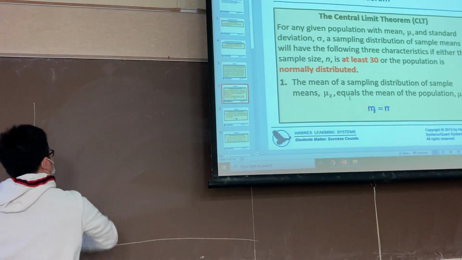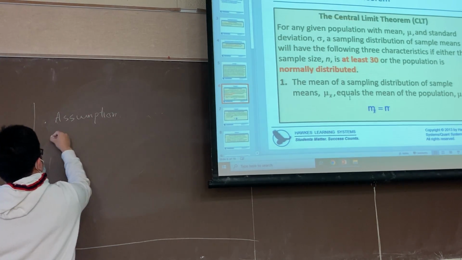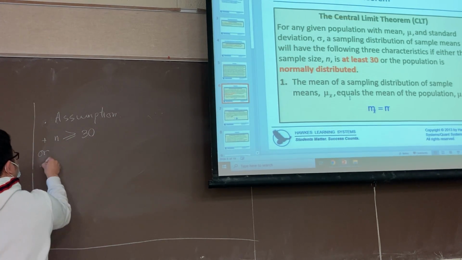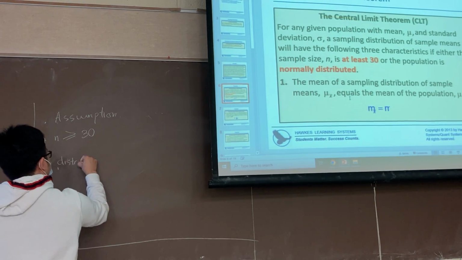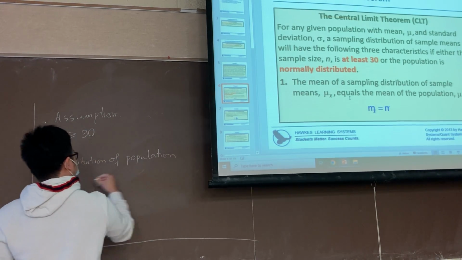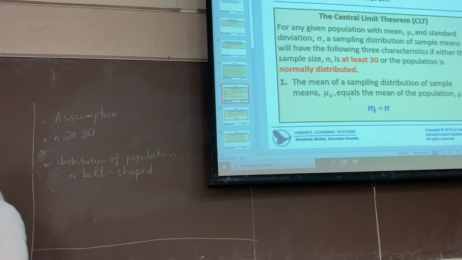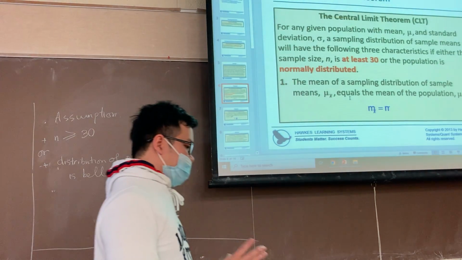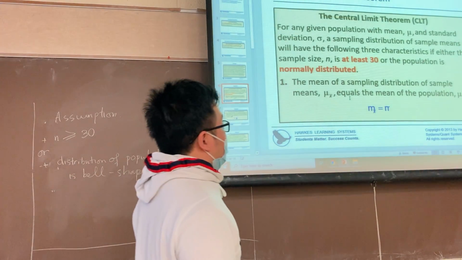We have two assumptions here. The sample size should be greater than or equal to 30, at least, or the distribution of the population is bell shaped. We have two conditions. If the data or the population doesn't satisfy these conditions, we cannot apply the central limit theorem. That is the assumption.